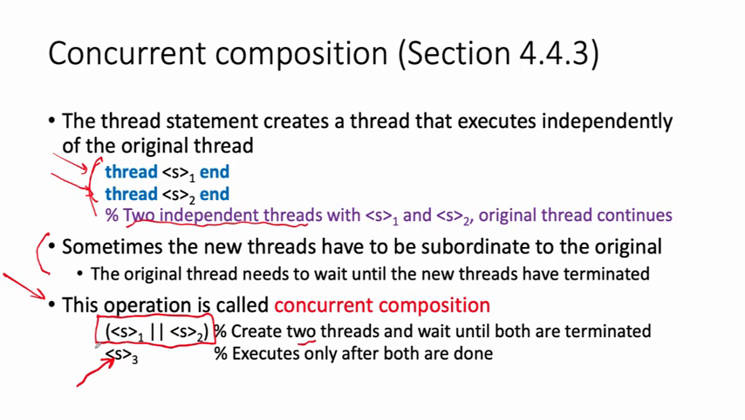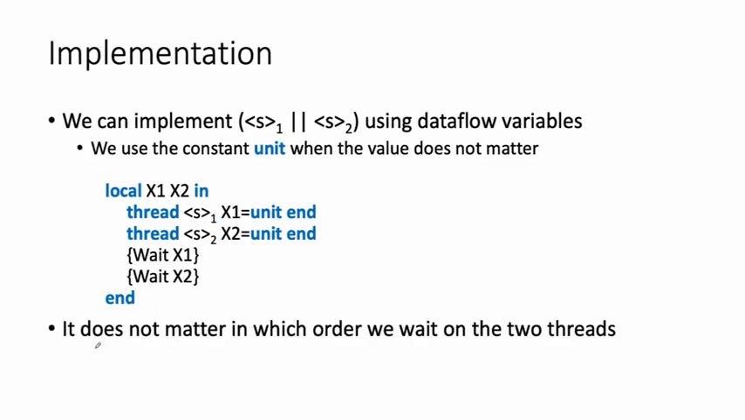Let's see how to program this. We can implement this using single assignment data flow variables. Here's a piece of code that implements this. We introduce these two variables, x1 and x2, which we'll use to wait, to synchronize. We create the two threads. We execute S1 in the first thread, and when S1 is done, we do x1 equal unit. When S2 is done, we do x2 equal unit.